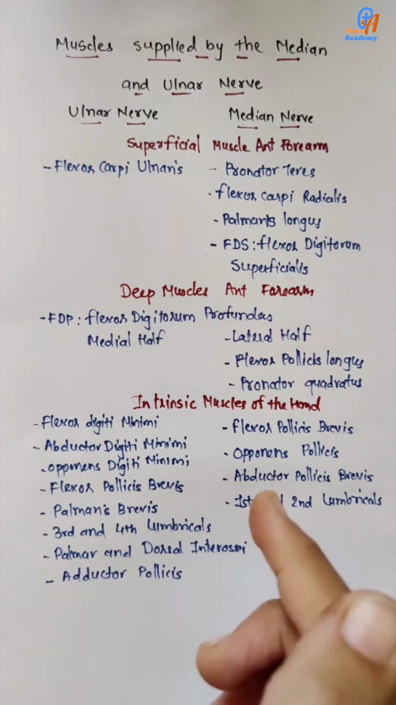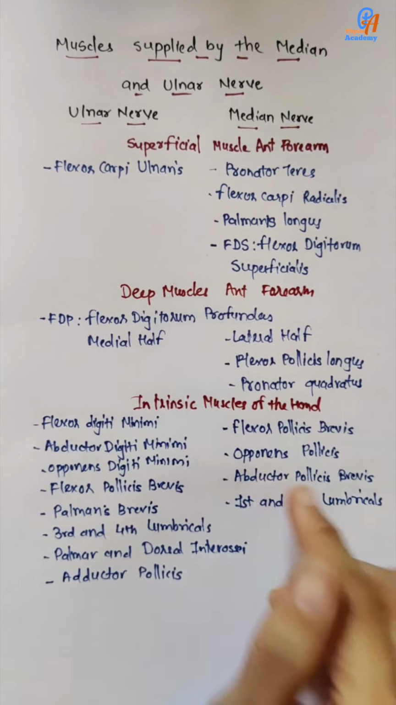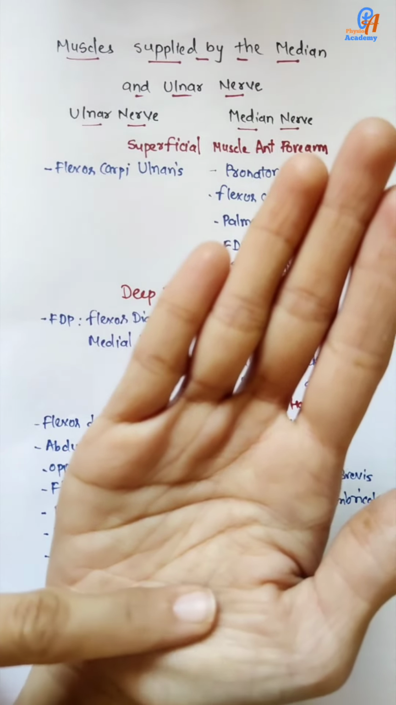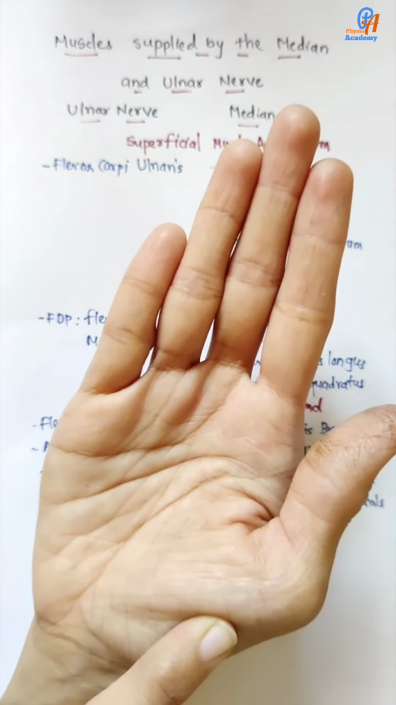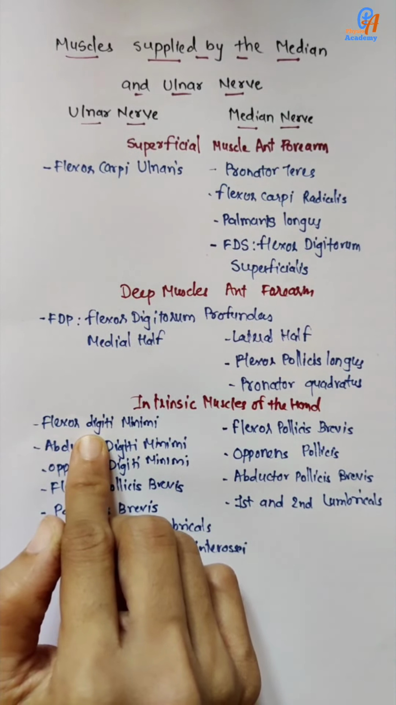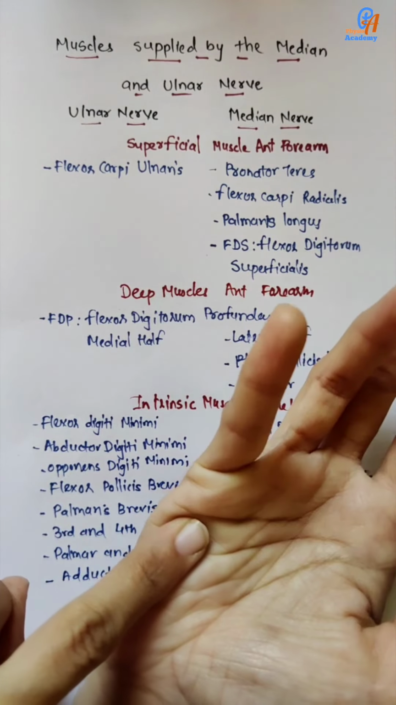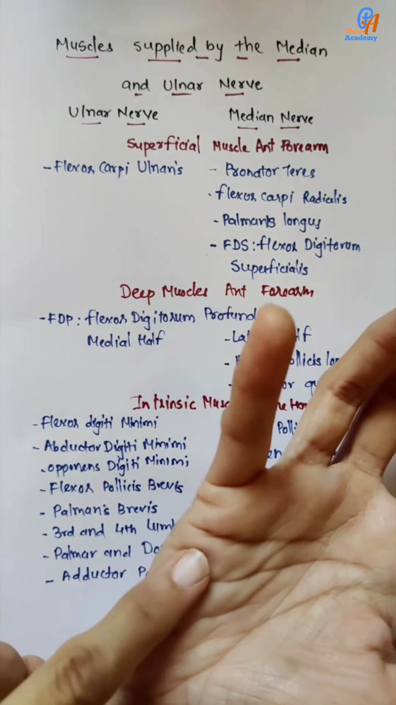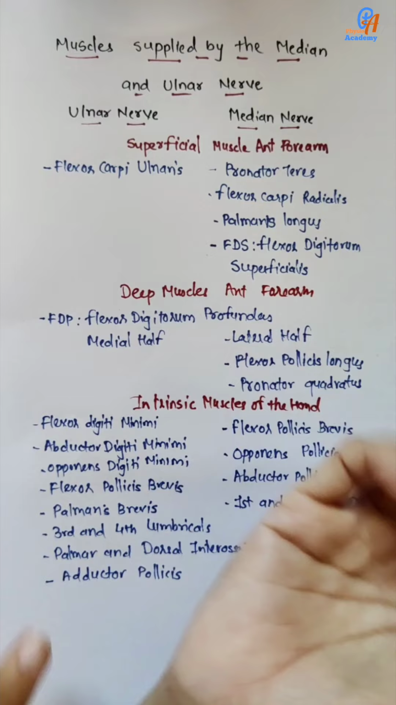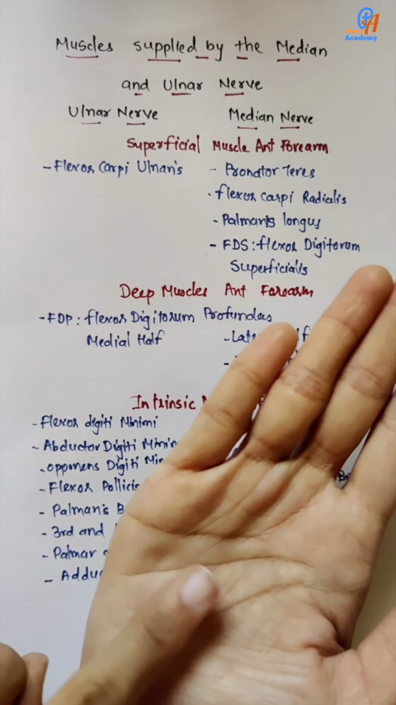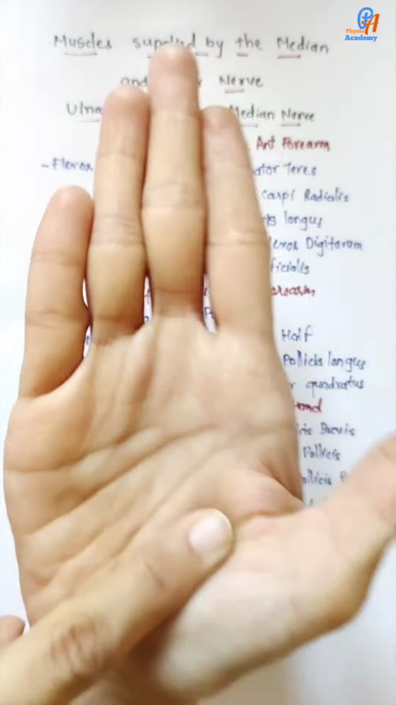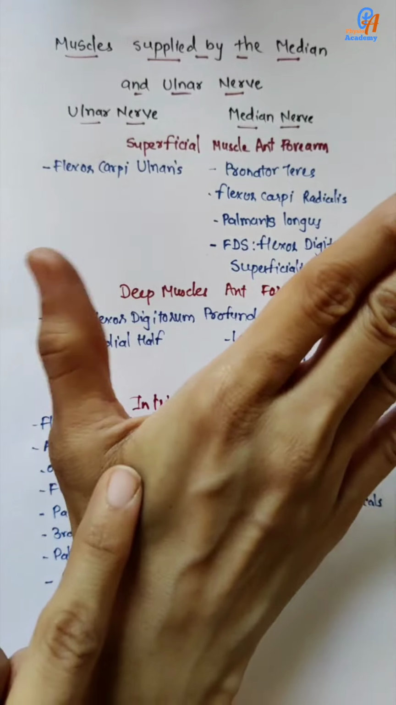Now come the intrinsic muscles of the hand. The median nerve supplies flexor pollicis brevis and opponens pollicis, abductor pollicis brevis, and first and second lumbricals. The ulnar nerve supplies flexor digiti minimi, abductor digiti minimi, opponens digiti minimi, palmaris brevis, third and fourth lumbricals, palmar and dorsal interossei, and one muscle, adductor pollicis.